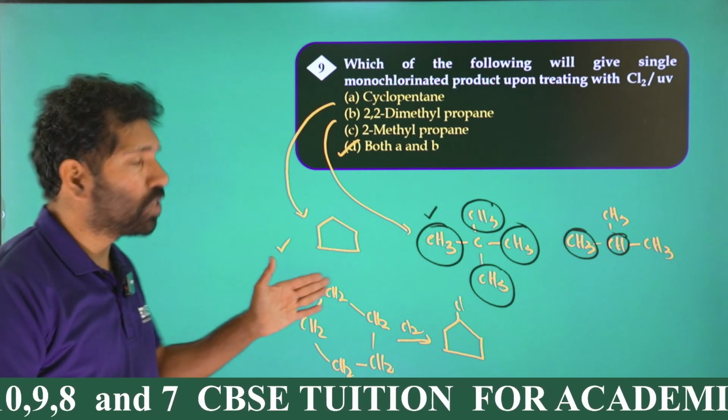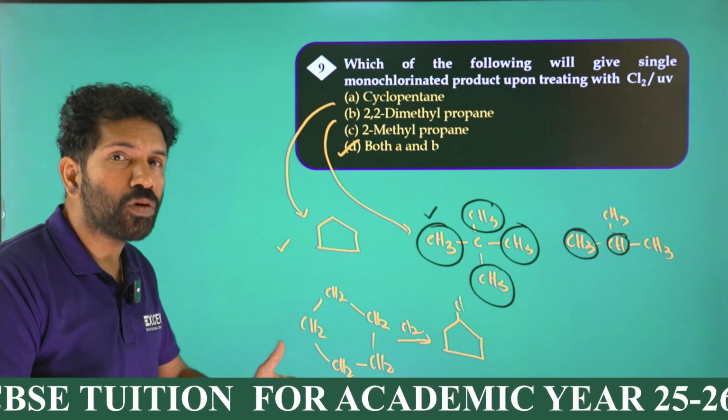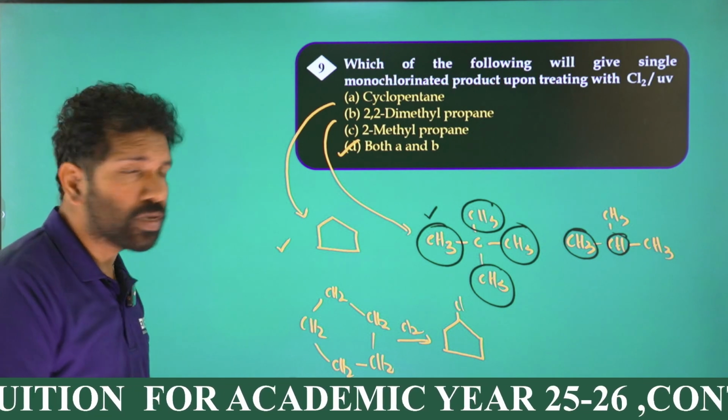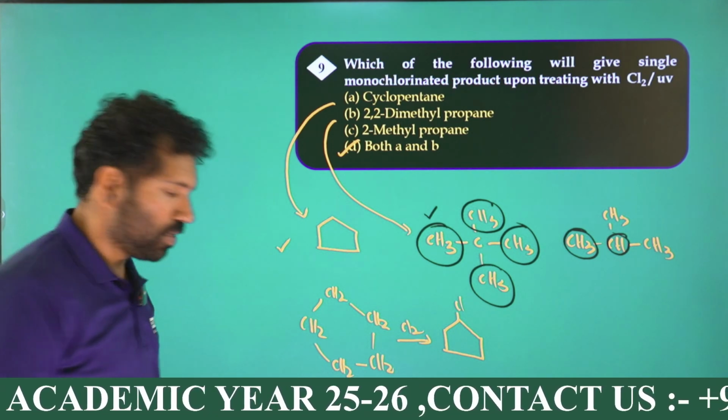So this is about chlorination. Free radical halogenation of alkanes is an important area. They're going to ask this. Okay. So we are moving to the next question. I hope all of you got it, right? Yes. Okay.